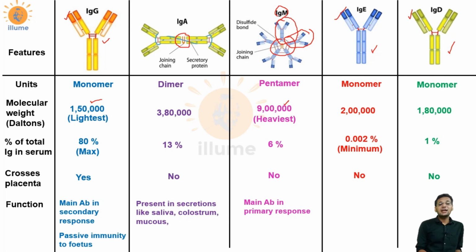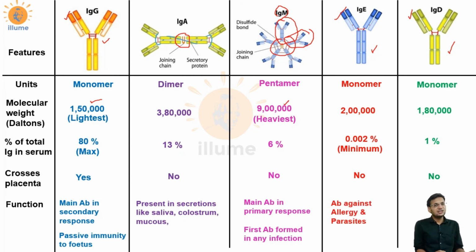IgM is the main antibody in the primary response. Remember this, in the primary response the main antibody is IgM, but in the secondary response the main antibody is IgG. And in any sort of infection in your body, the first antibody that interacts or acts is IgM. IgE, very important, is the antibody that fights against allergy and parasites. Remember IgE, many times this question has been asked. IgE is the antibody against allergy and parasites.